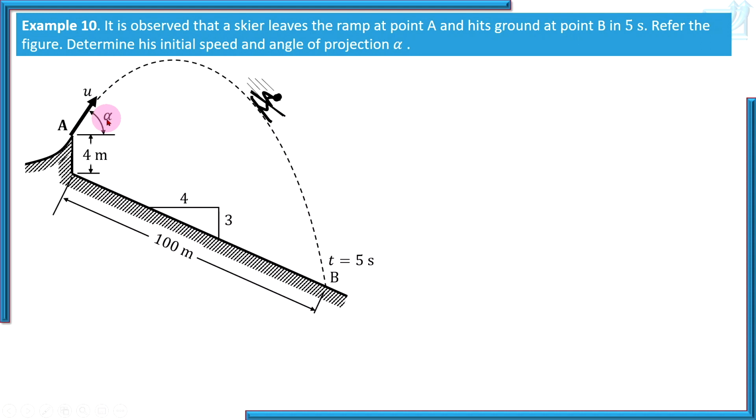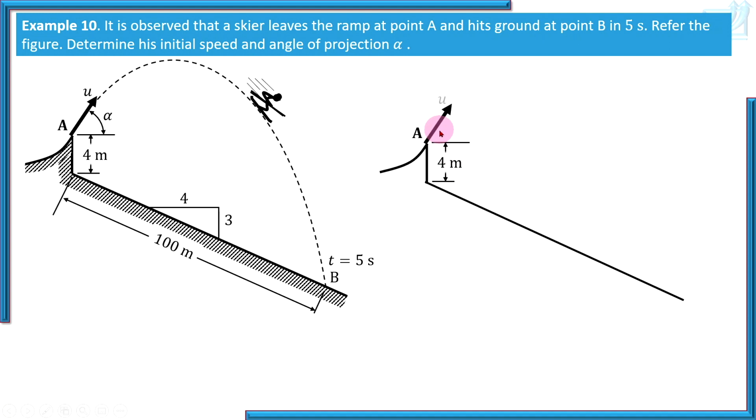So this is alpha. Here V0 is labeled as u, numerical value is not given, and theta 0 is labeled as alpha, numerical value not given. In fact, you are asked to find u and alpha. If time is involved, we use equations of motion. Now check here. Time is involved. Draw a neat line diagram. Why? I'll tell you.